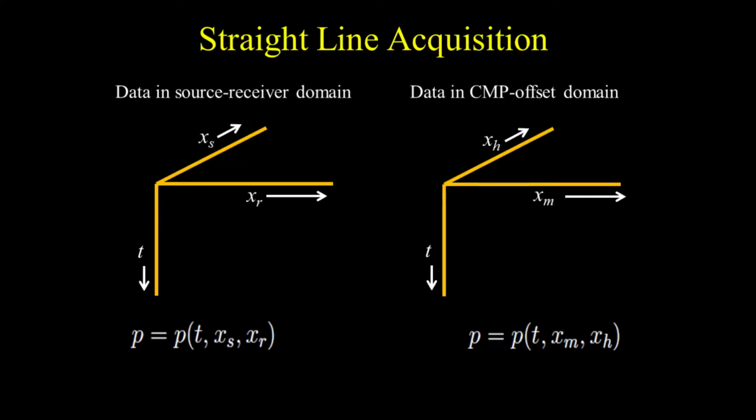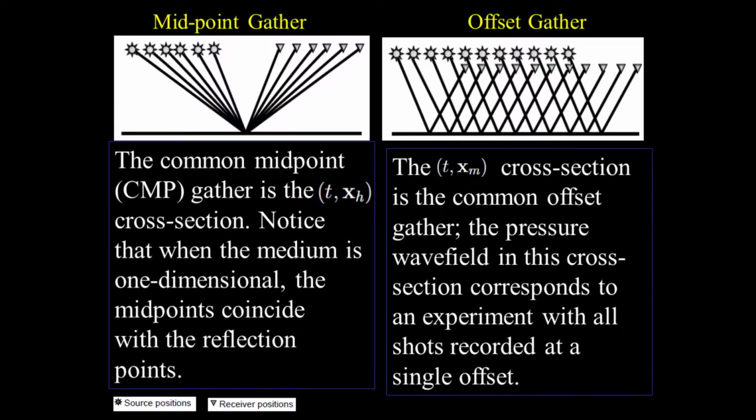Here we are showing the data description in source, receivers, and time for a single straight line acquisition. On the left, we have data in source-receiver domain. On the right, we have data in the midpoint offset domain. The common midpoint or CMP gather is the time and offset cross-section.